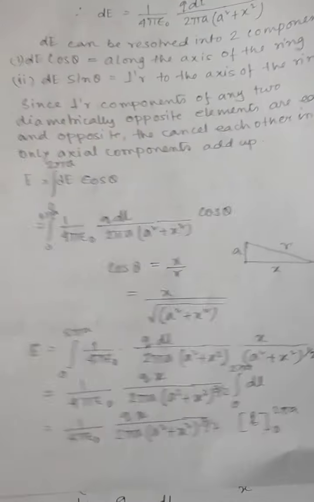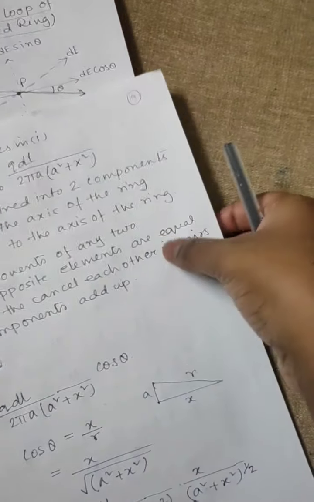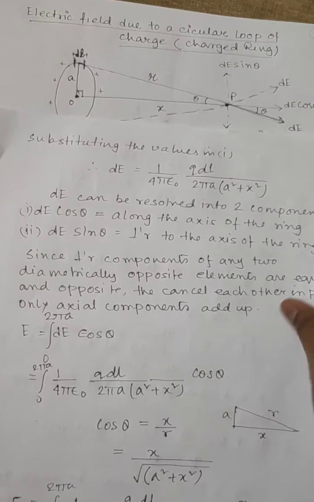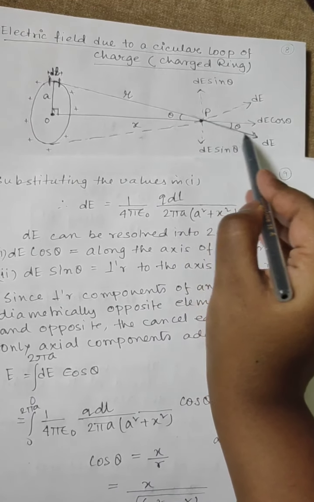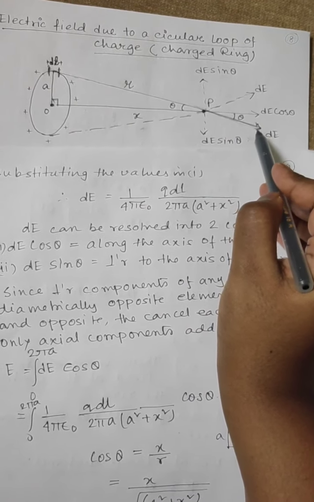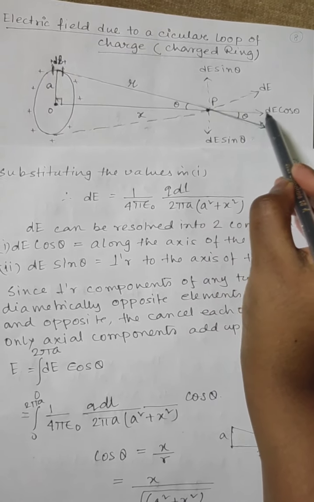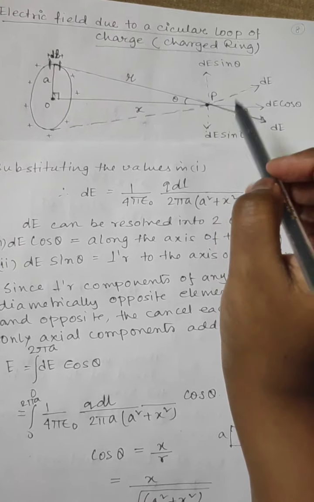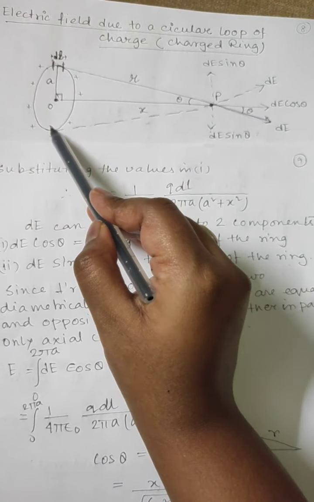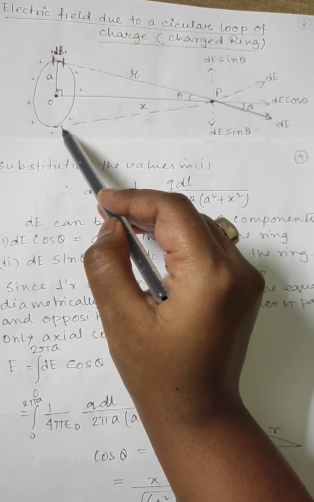Now let's go back to the diagram once again. We will keep the diagram here for reference. Now see, this is the direction of dE. Since dE is a vector, it can be resolved into two components. One is dE cos theta and another is dE sin theta. Yes or no? Okay. Now we will again consider another very small element just opposite to that element dl.